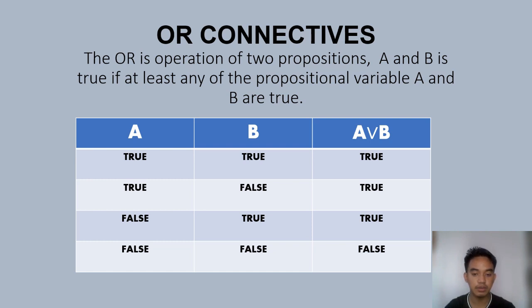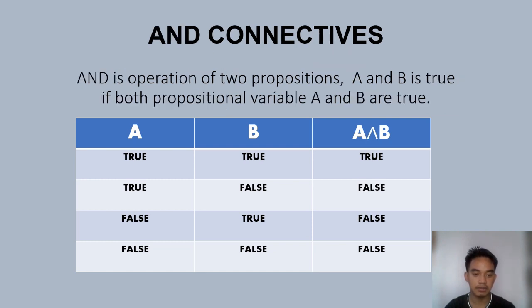Then let's proceed to the AND connective. AND is an operation of two propositions A and B. It is true if both propositional variables A and B are true. Remember from OR, it says if any of the propositional variables, but here in the AND connective, it's if both propositional variables A and B are true. Let's see the example table of the AND connective.